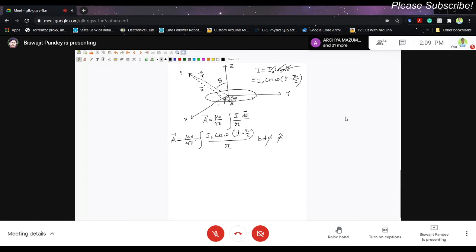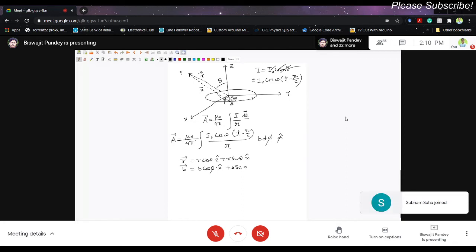If I consider the field point only in the xz plane, then writing R is straightforward. R is R cos theta z cap plus R sin theta x cap, because this R vector is lying in the xz plane, so it has only 2 components. And B is in the xy plane, so B can be written as b cos phi x cap plus b sin phi y cap, where this angle is phi.